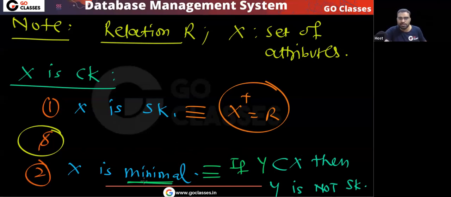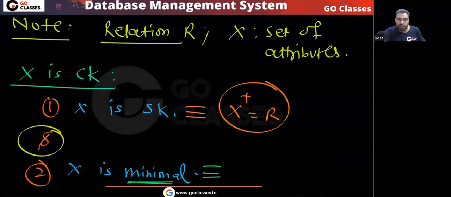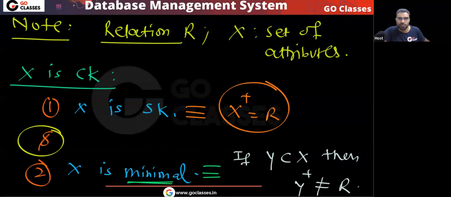X is minimal. It means if Y is a proper subset of X, then Y should not be a super key. This is the idea of minimal. So I can simply say X is minimal means that if Y is a proper subset of X, then Y plus is not equal to R. This is the definition of candidate key.